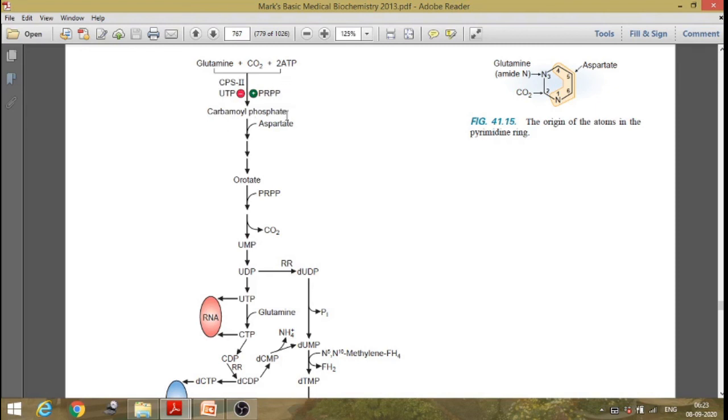So these are three reactions basically. Then aspartate joins carbamyl phosphate and orotate forms, and orotate then reacts with PRPP and is then decarboxylated, in two reactions forming UMP. Then UMP gets converted to UDP, UDP to UTP, and UTP then forms CTP. These are used for RNA biosynthesis, and other nucleotides are also formed. So this is the overview of the pathway.